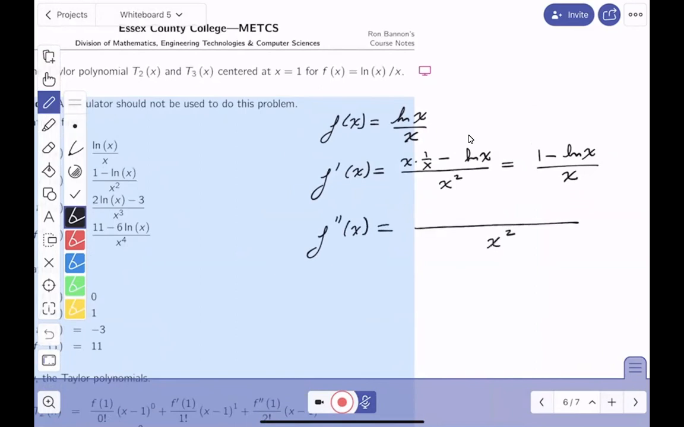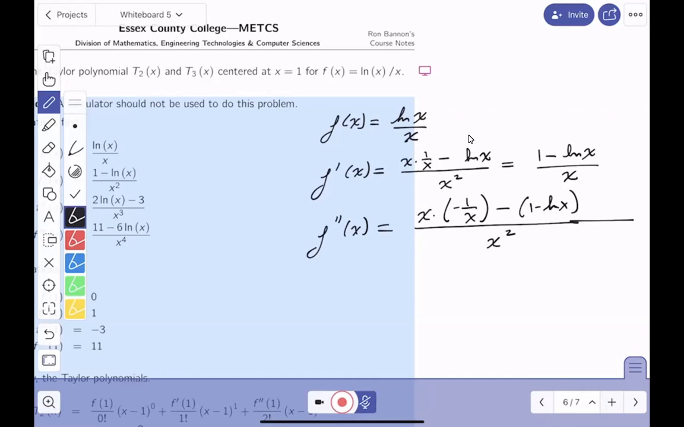X squared, X times the derivative of the top, which is minus 1 over X, minus the top, we'll clean it up later, times the derivative of the bottom.